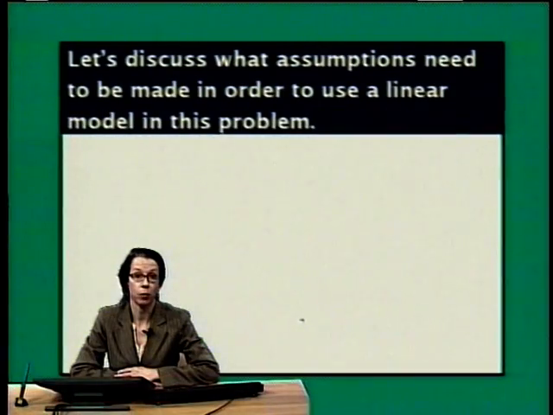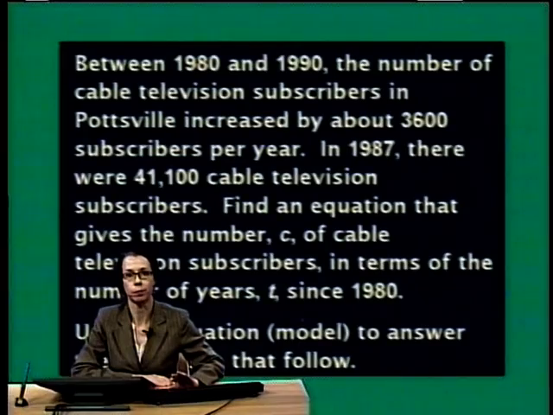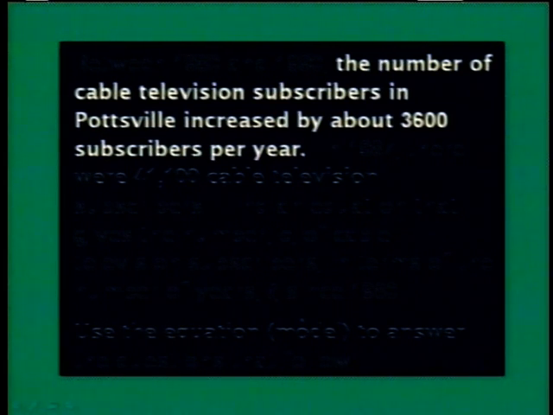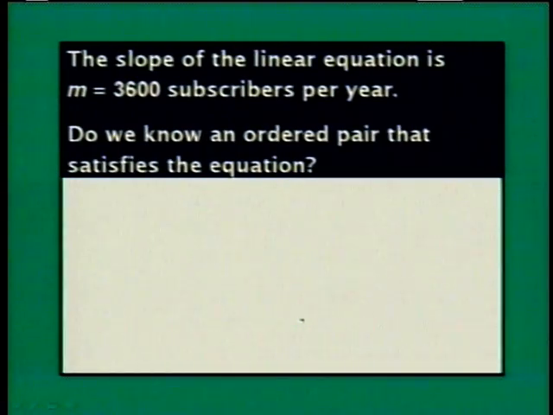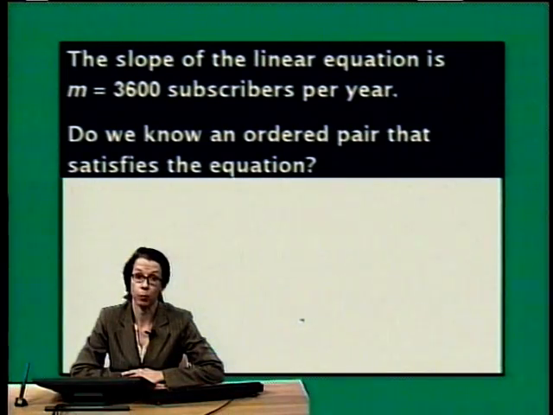So let's discuss what assumptions need to be made in order to use a linear model in this problem. Let's go back to the problem. We were told that the number of cable television subscribers in Pottsville increased by about 3,600 subscribers per year. To use a linear model, we need to assume that the rate is constant, and we're going to use a constant rate of 3,600 subscribers per year. That might not have been the exact number. It may have been a little bit more, a little bit less, but we need to make that assumption. So we're going to use, for our slope, m equals 3,600 subscribers per year.